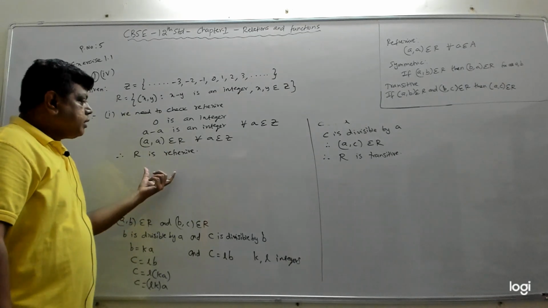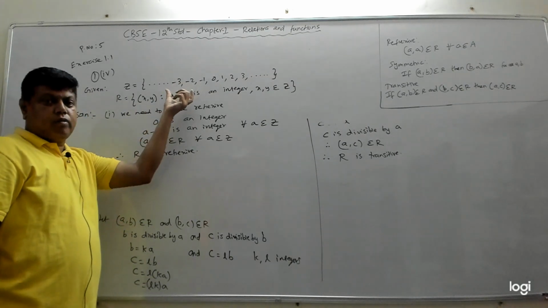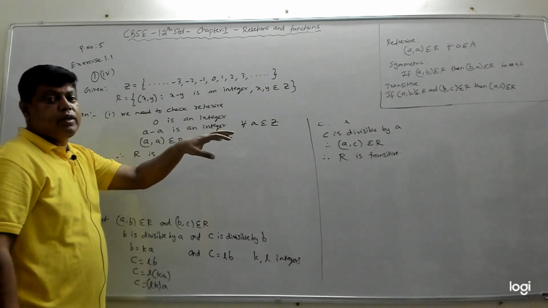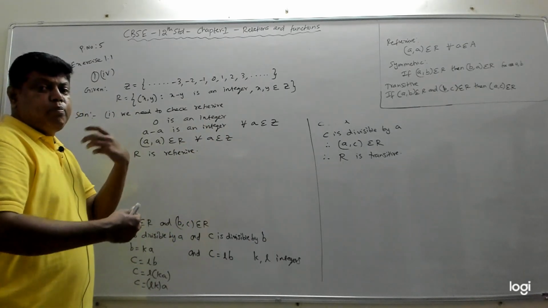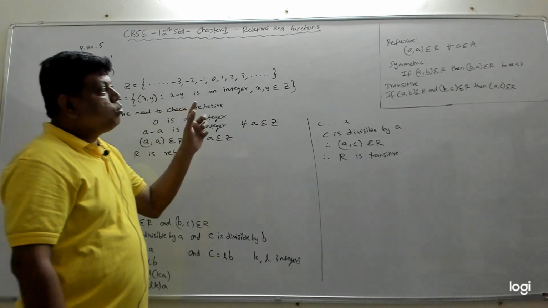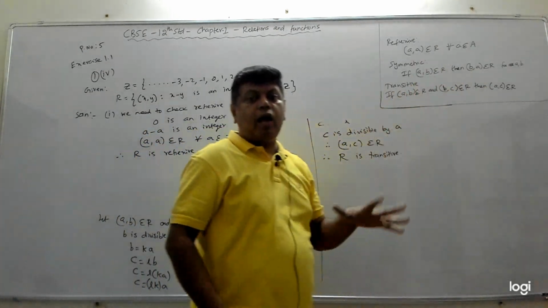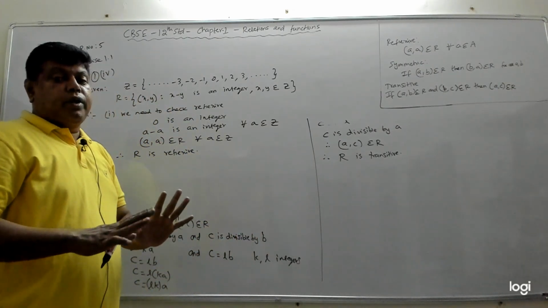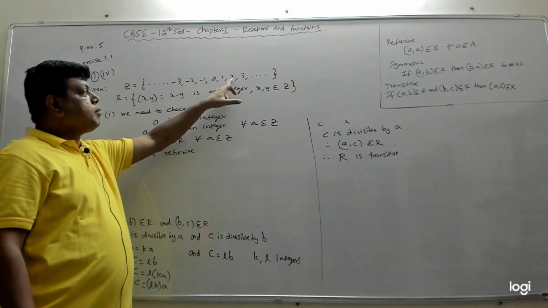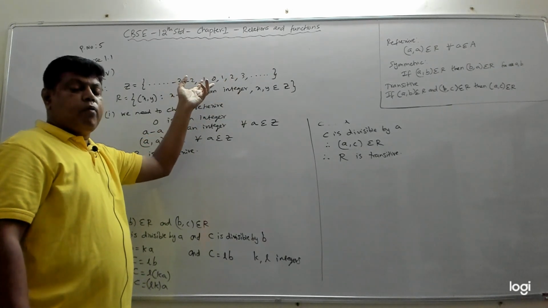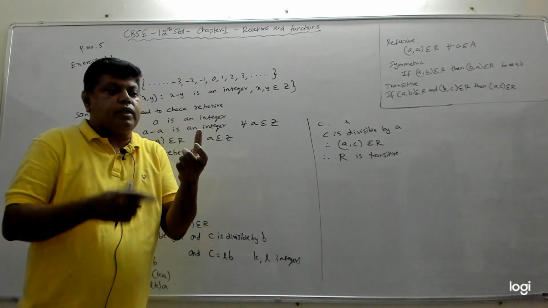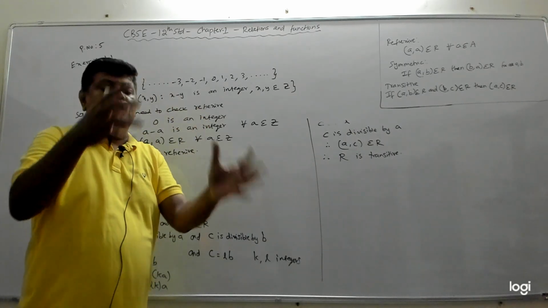For symmetric, we generally take one element (A, B) from R, and if (B, A) is not there, then we can say it is not symmetric. But if I keep taking elements from R and am not able to show that the reverse is not in R, it means it is symmetric, which means we should prove it. So you can't take one example, say (1, 2) is in R and (2, 1) is also in R, therefore R is symmetric. You cannot take one pair and say the condition is satisfied for this element, so it is true for everything.